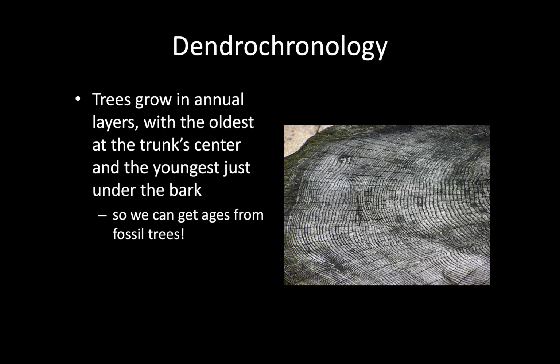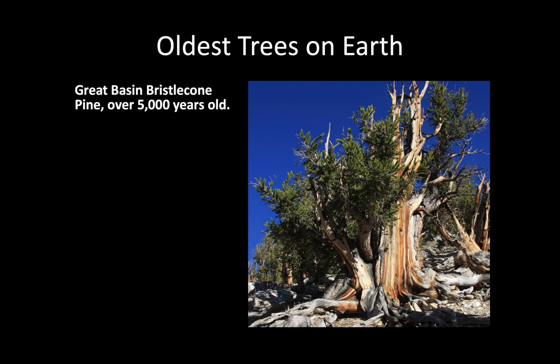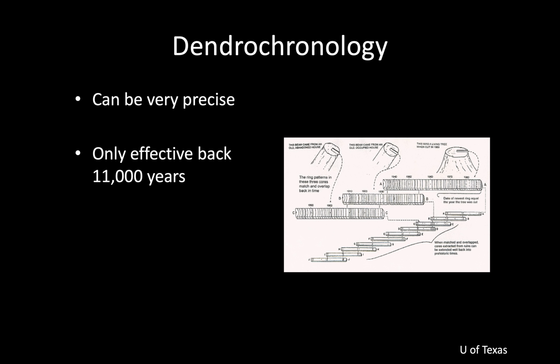We can use trees. Trees grow in annual rings. Oldest is at the center, youngest is just by the bark. We can actually get ages from trees. The oldest tree on Earth is about 5,000 years old, the Great Basin bristlecone pine. However, this is incredibly precise. I can actually tell what year had more rain than others. We can tell a whole lot from this, but it only goes back about 11,000 years.